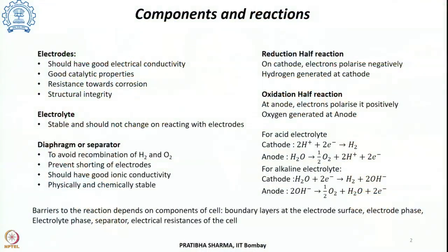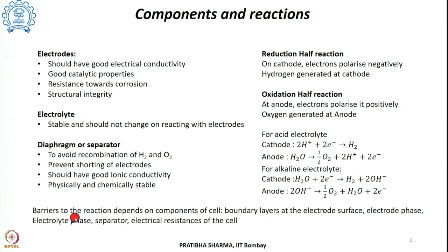In this class, we will see the different components involved in an electrochemical cell and what the different barriers are to the electrochemical reaction which occurs in the electrolysis process. What are the different components, their requirements, and how do they impact? If we look at the different components, there is an electrode, electrolyte and diaphragm, and they need to satisfy certain requirements in the electrolytic cell.